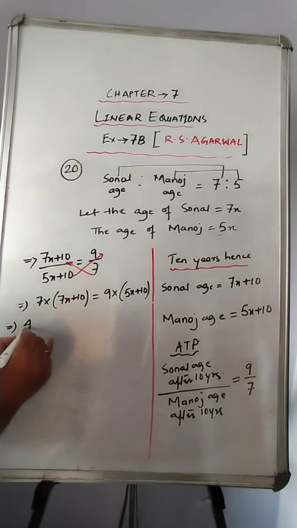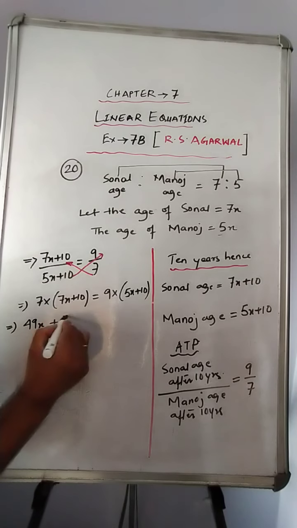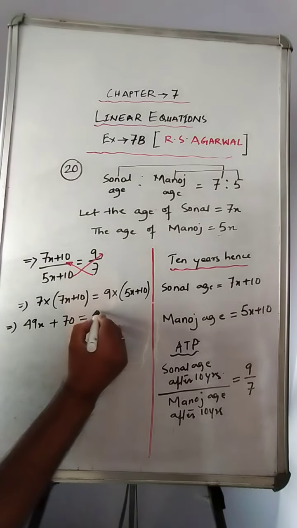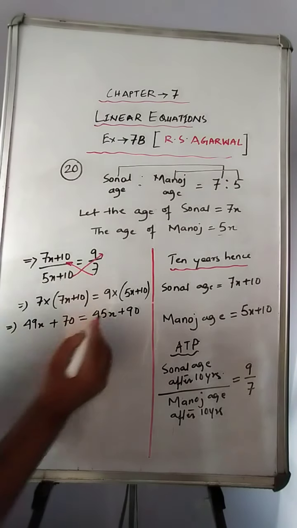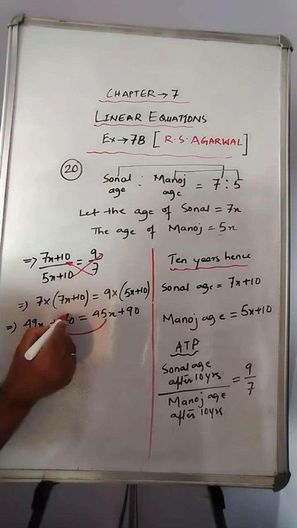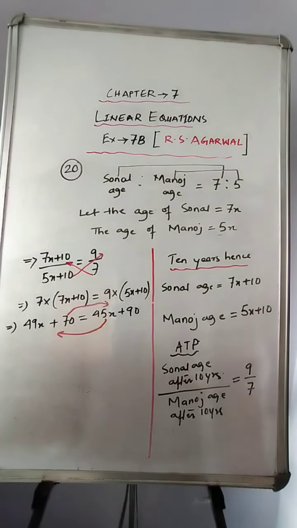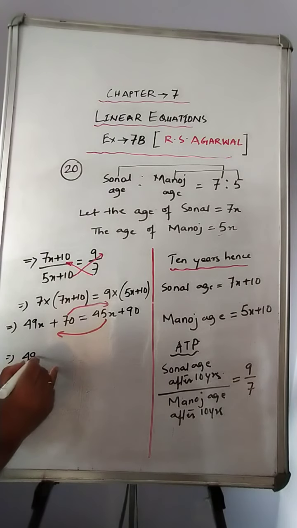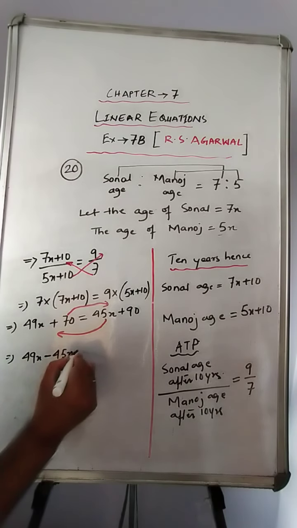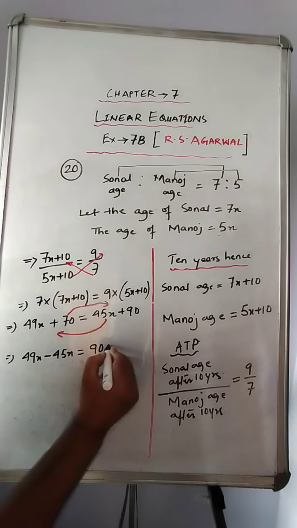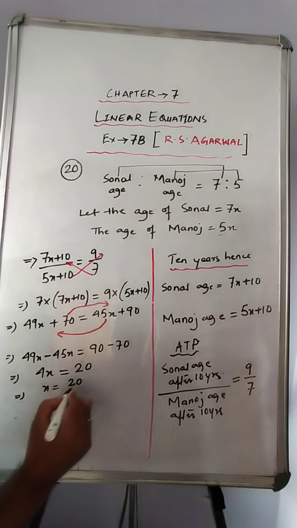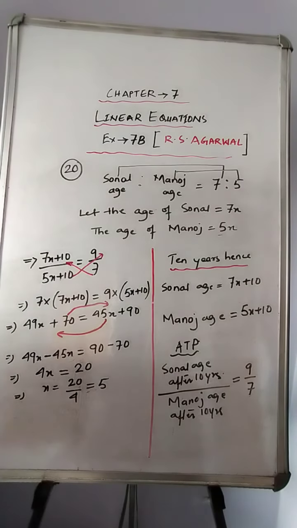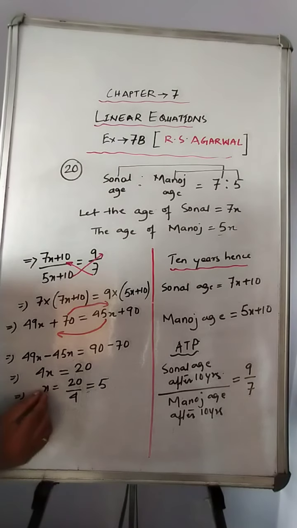Now let's multiply this. 7 into 7x is 49x plus 7 tens are 70. 9 into 5 is 45x plus 90. Now we'll bring this 45x towards the left-hand side and take the constant term towards the right-hand side. So it will look like 49x minus 45x equals 90 minus 70. So 4x equals 20, and x equals 20 by 4, that is 5. So the value of x is 5.